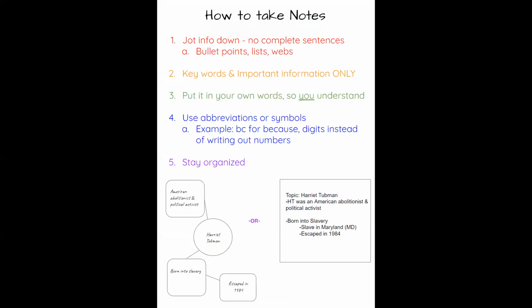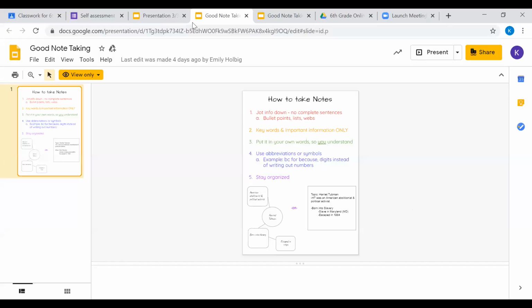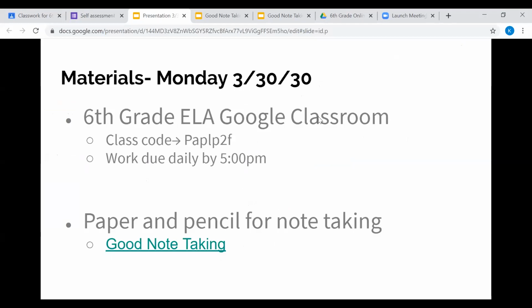The last thing is some ideas on how to organize. You can make a web down here, or you can just do bullets. Preferably, Mrs. Jarwood just likes to do bullets and just jot them down, but that's up to you. However you think you're going to remember the information best. Okay, so let's get started.